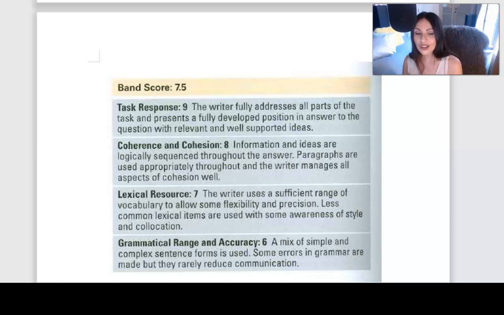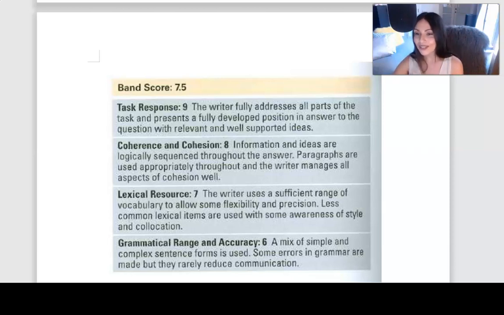There are some errors in grammar, but those grammar errors rarely reduce communication. In other words, the grammar mistakes that this candidate has made are not sufficient to impede understanding and communication between the candidate and the examiner, which is what you have to do if you want to get a 7.5 or a 7. Very good.